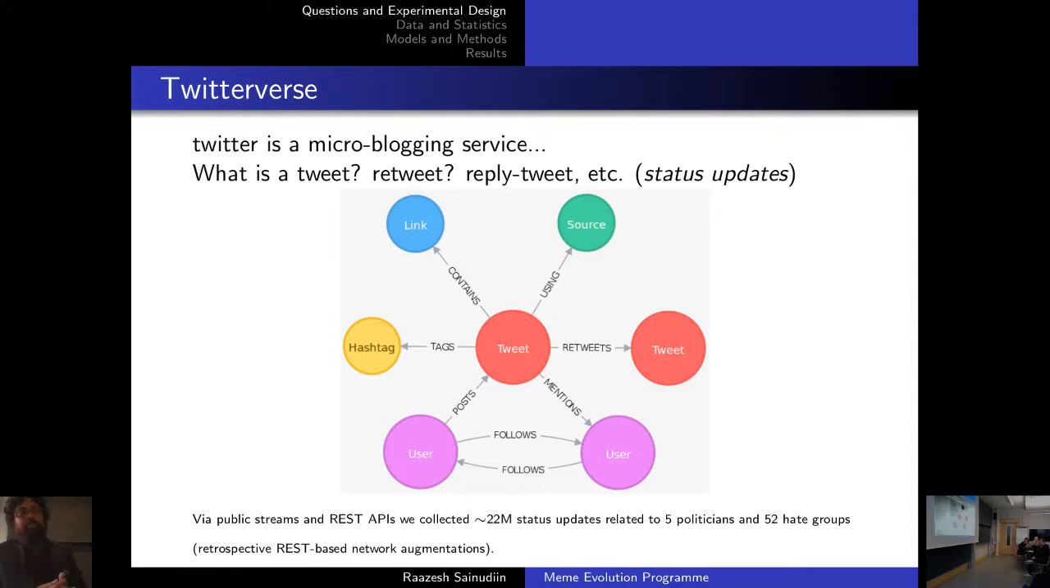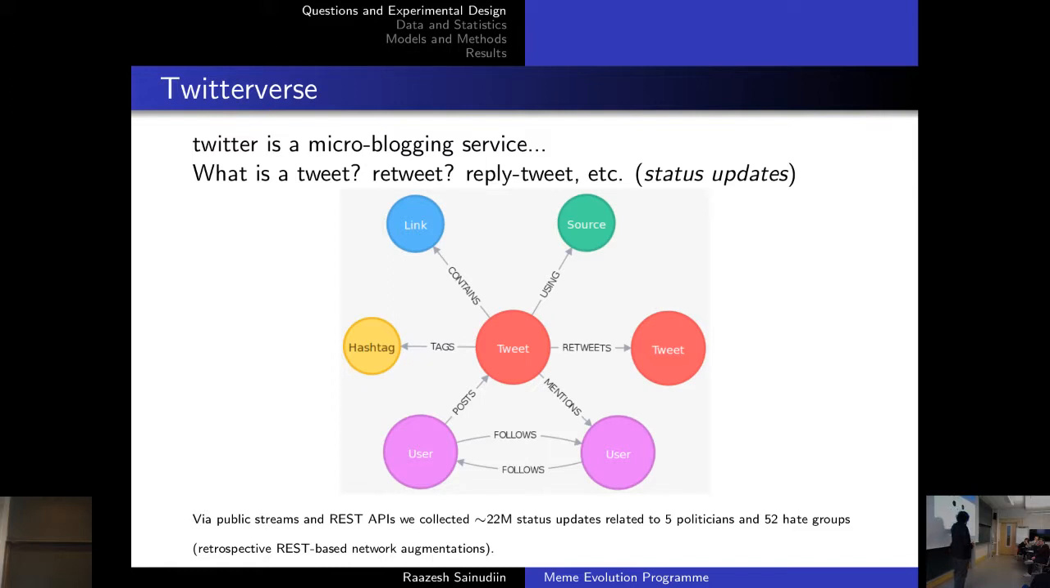So this is Twitterverse. Twitter is a microblogging service. So you have tweets, and then there can be retweets of a tweet, which is a tweet. A user can be mentioned in a tweet. A user can post a tweet. When you post a tweet publicly, anyone can see. It's a public post.